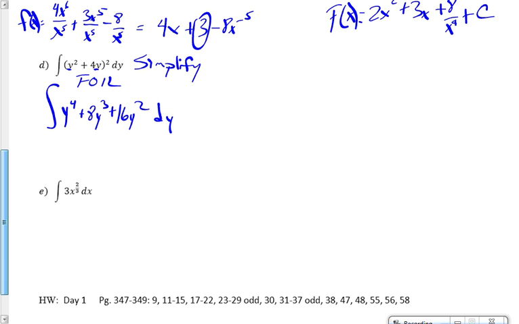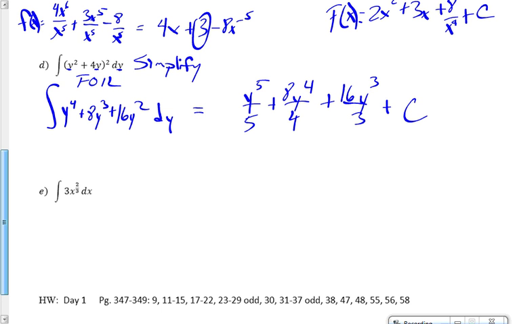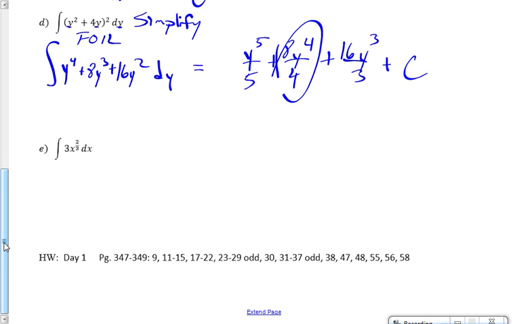Notice I should have made a point of this earlier. We're using y's now instead of x's. Okay? So this antiderivative then would be y to the 5th over 5 plus 8y to the 4th over 4 plus 16y cubed over 3 plus c. Simplify that middle term as appropriate. Okay? Last example.